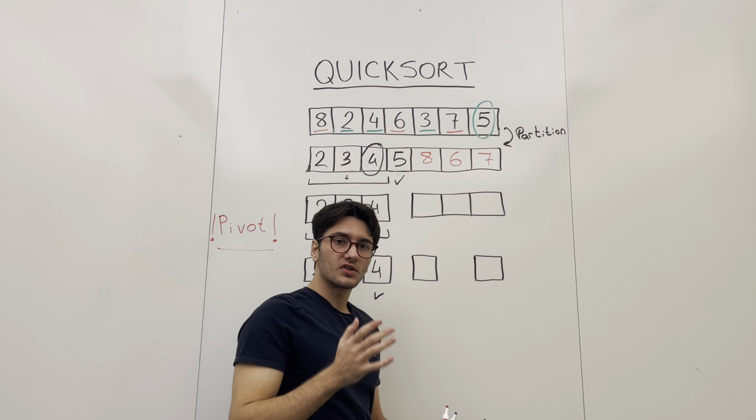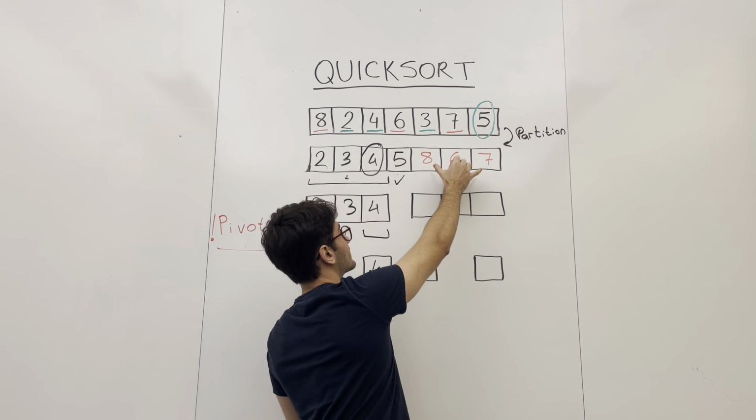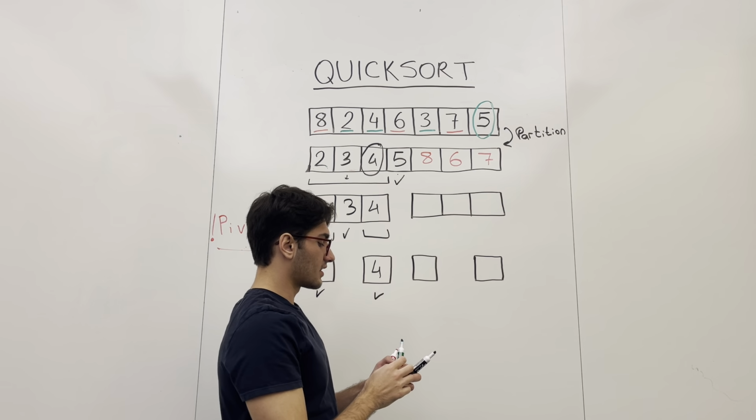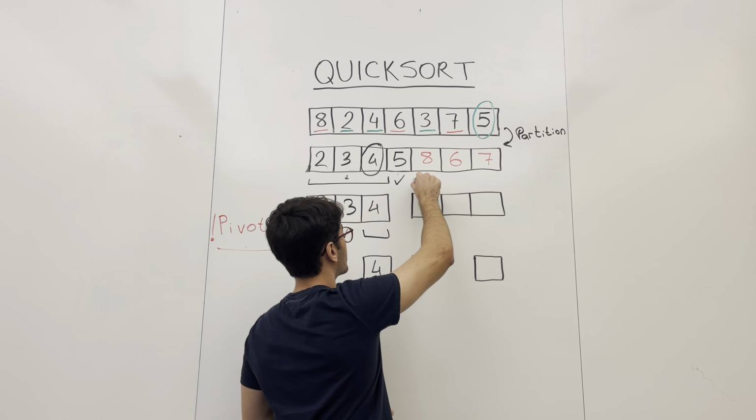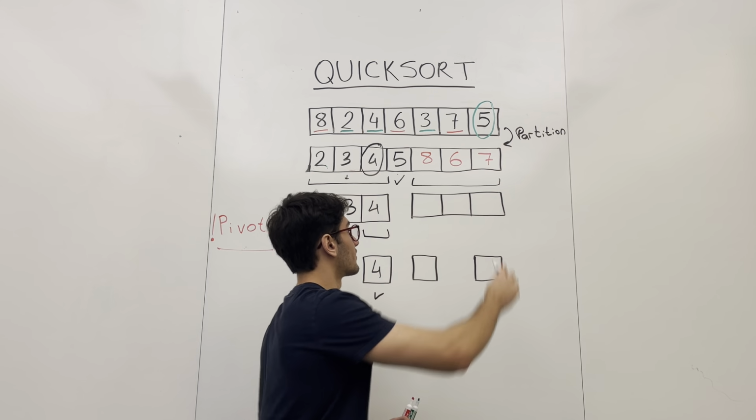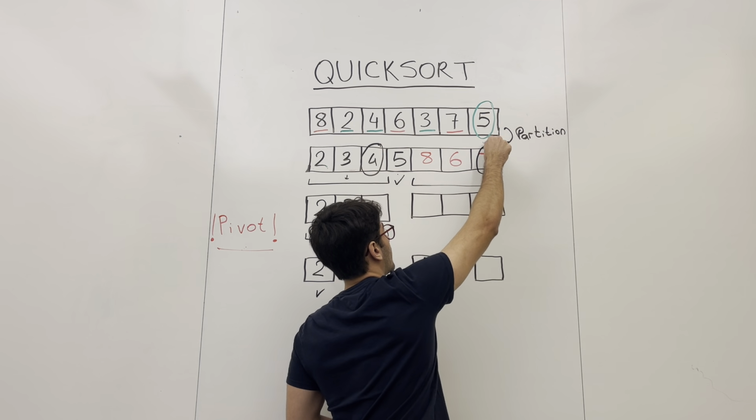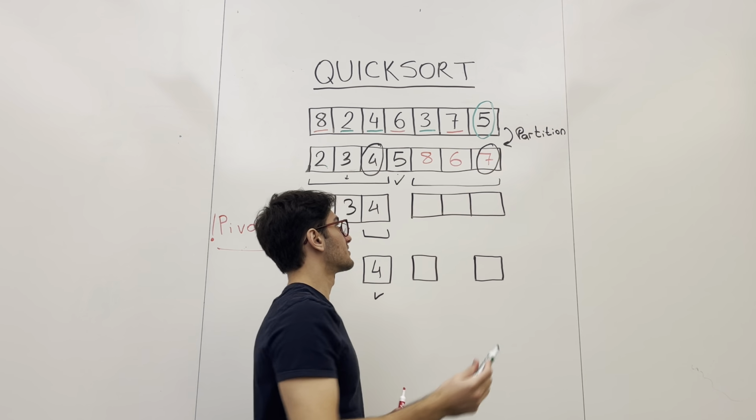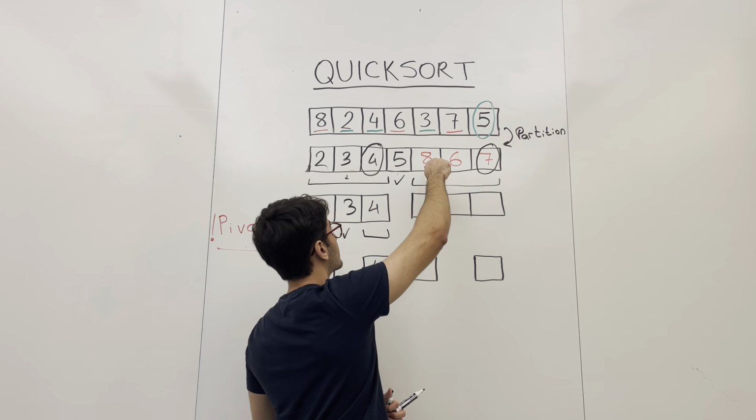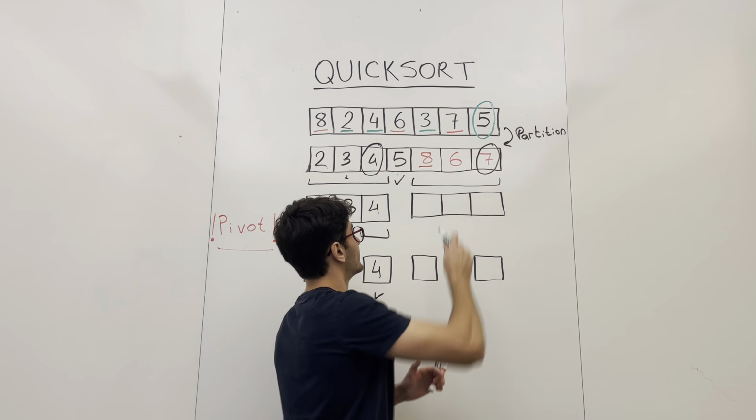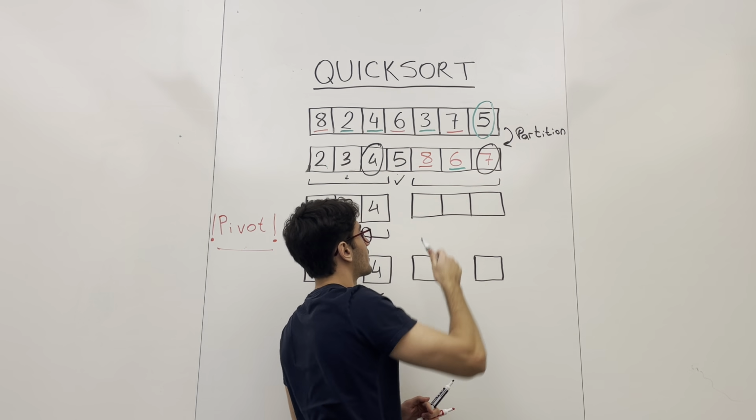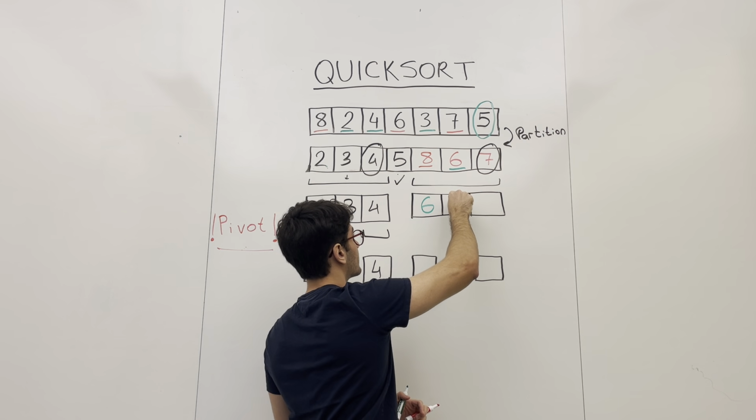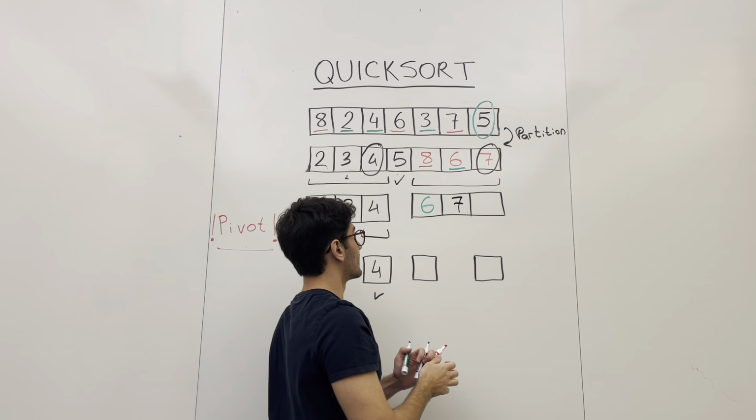Now we're going to focus on the right side array of 5, which is 8, 6, and 7. We're going to choose the pivot point of this subarray, and as we said, we always choose the last element of that subarray, which is 7. So we see which elements are greater than 7 and which are smaller. 8 is greater than 7 and 6 is smaller than 7. So we start putting the elements in. 6 is the smallest one, and then comes 7, and then comes the element that is greater than 7, which is 8.